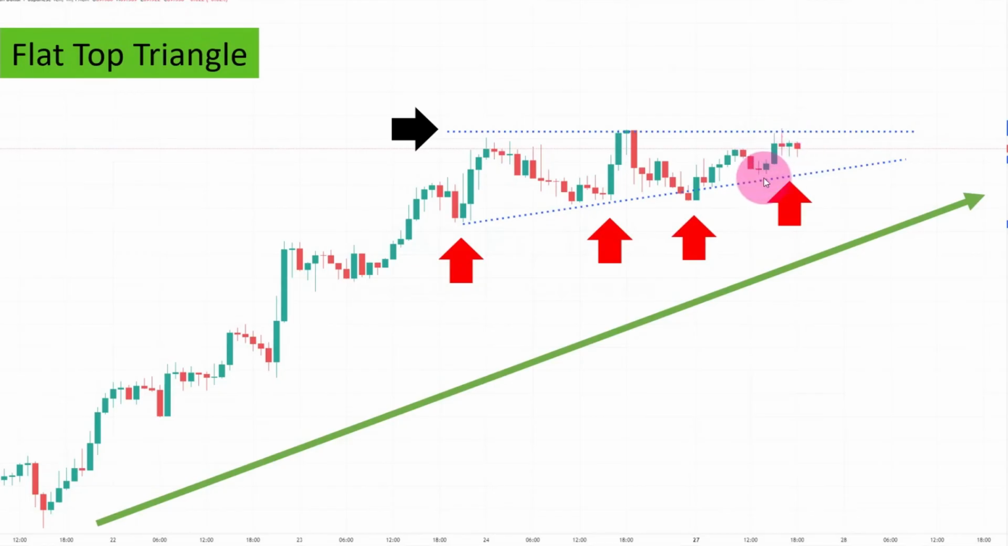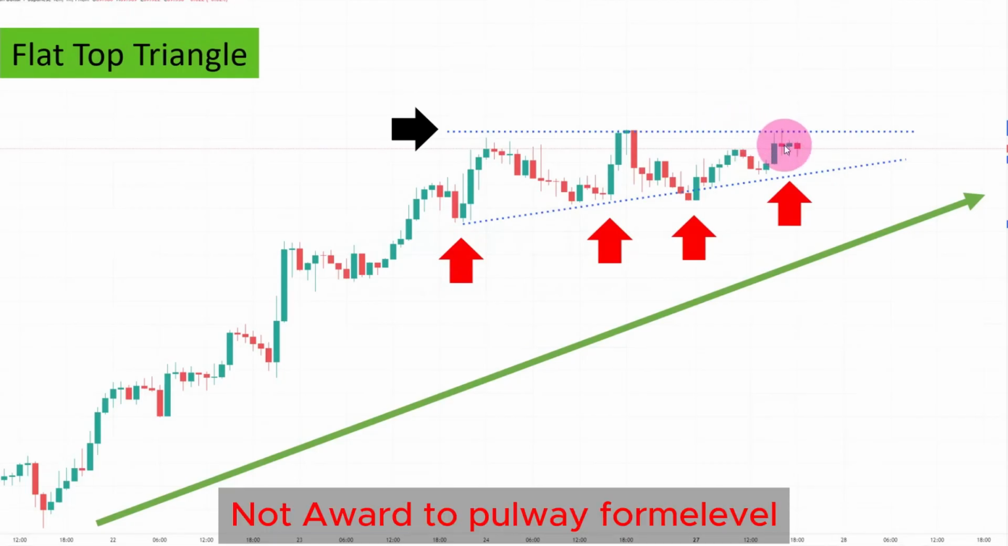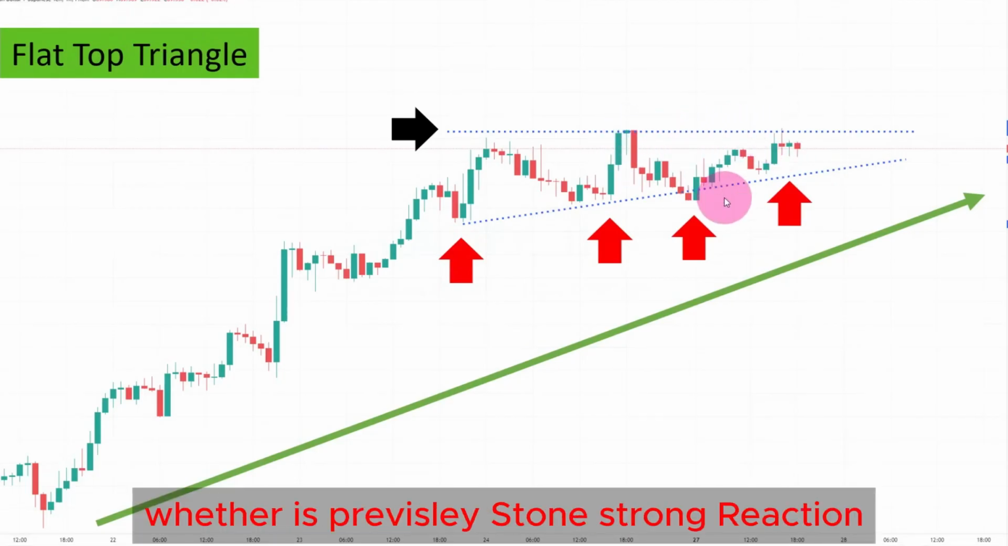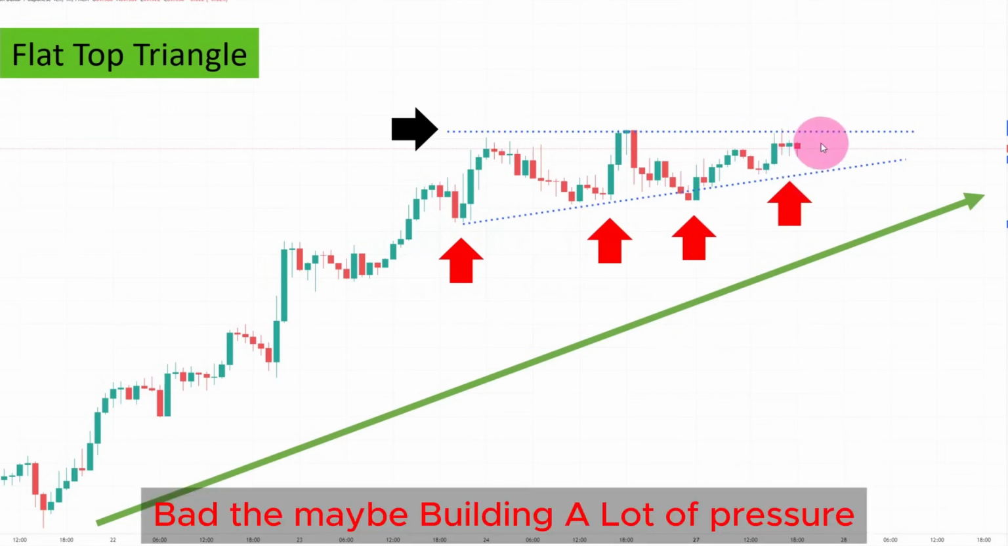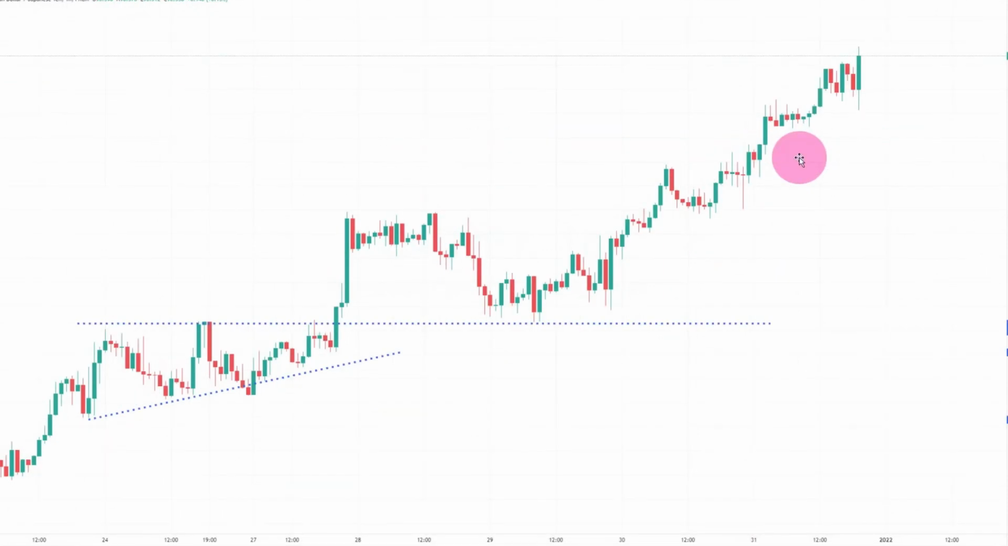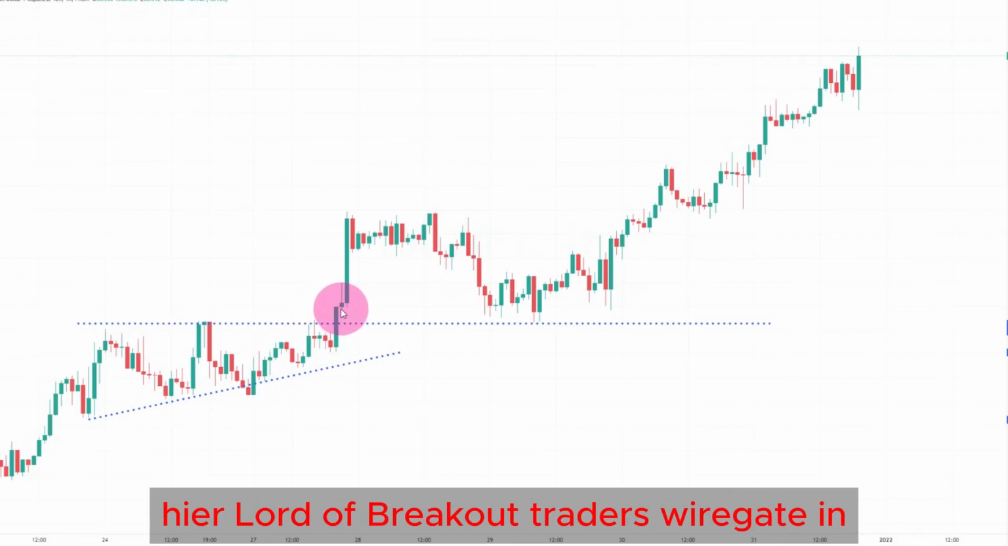So this has components of the breakout buildup. If the market, or when the market is not able to pull away from a level where it has previously shown a strong reaction, that is a good indication that there may be a lot of pressure building. And then you can see we have the breakout. Here, a lot of breakout traders will get in.